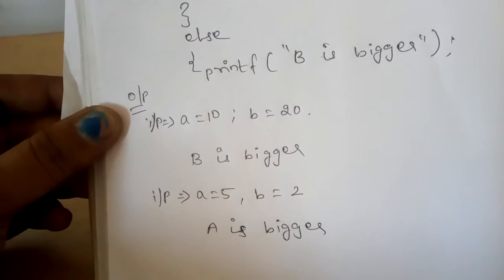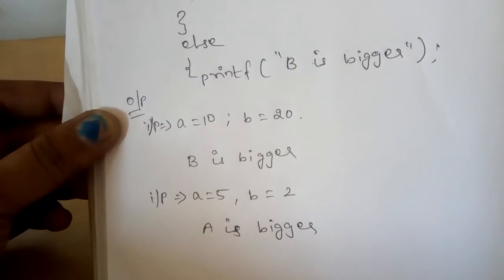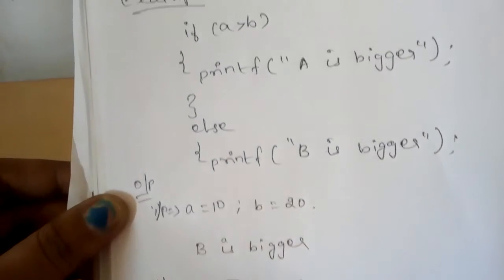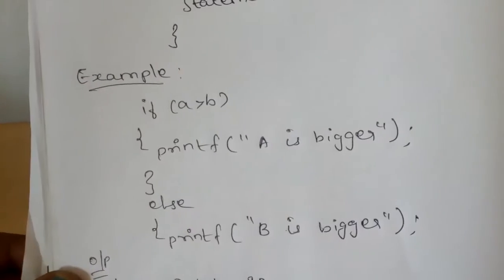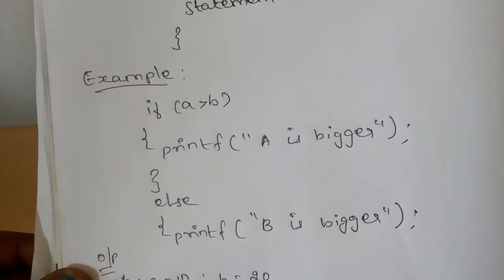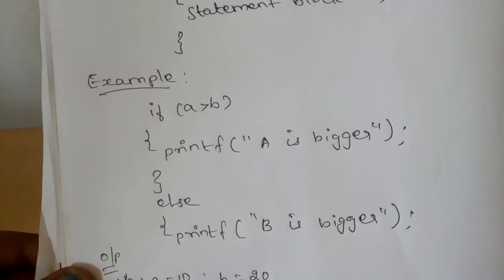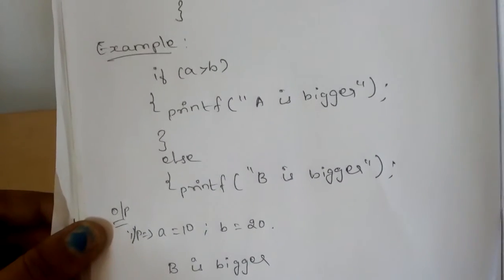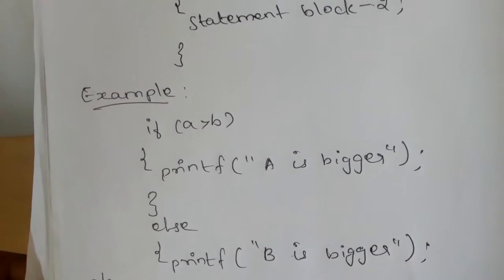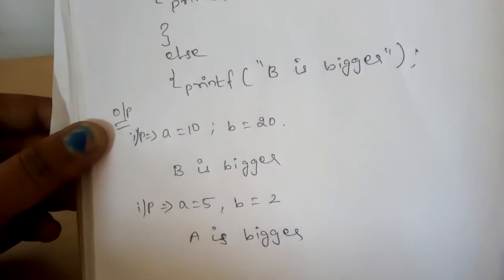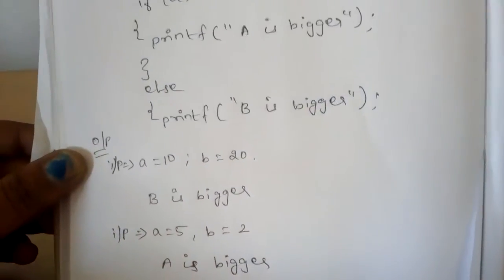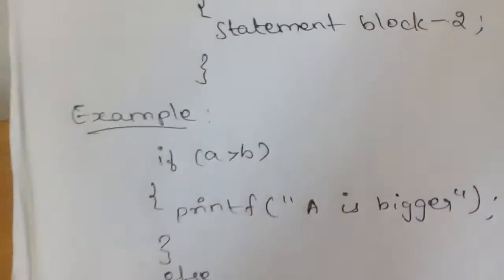For the same condition, we are giving another input as A is equal to 5 and B is equal to 2. In this situation, A 5 is greater than 2, 5 is greater than 2, the condition is true. So the first part, block 1, printf A is bigger, will be executed. The output, A is bigger, will be shown in the output.